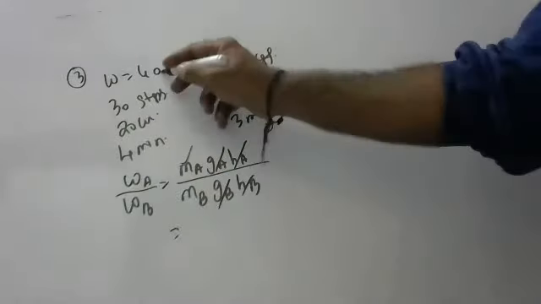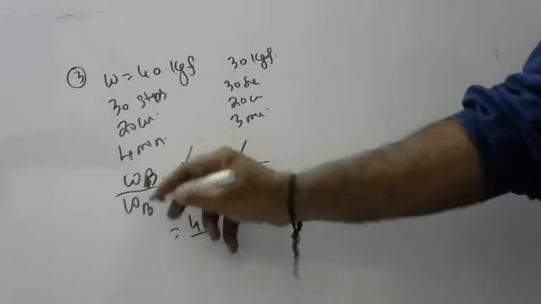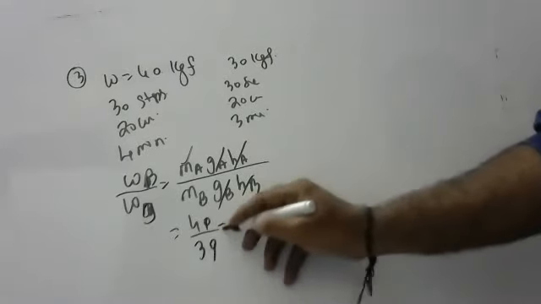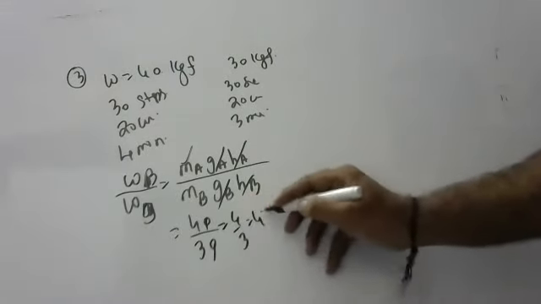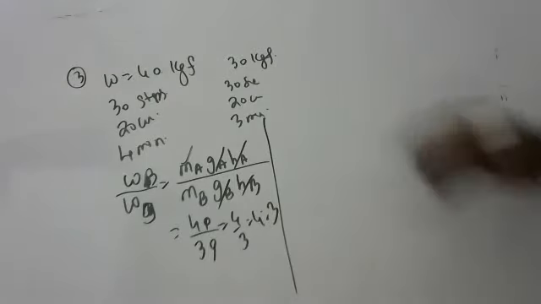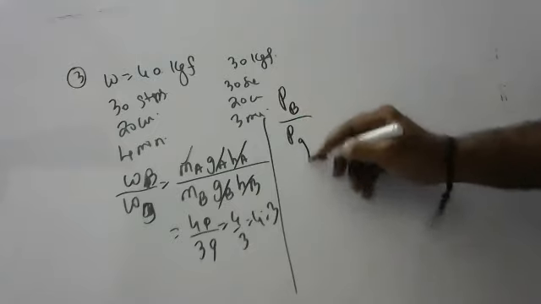Mass of A is how much? 40, the boy. And, okay, this is a boy, this is a girl. Mass of girl is how much? 30. Cancel. 4 by 3. 4:3 is the ratio of their work. Anyone wants to tell me the power? How to do power? Anyone wants to do power of boy by power of girl?